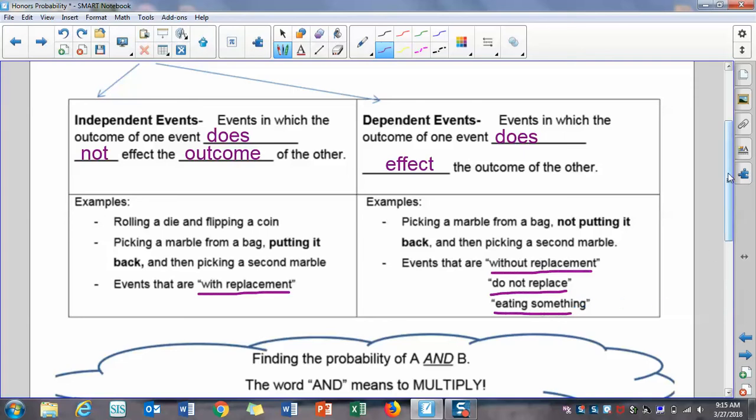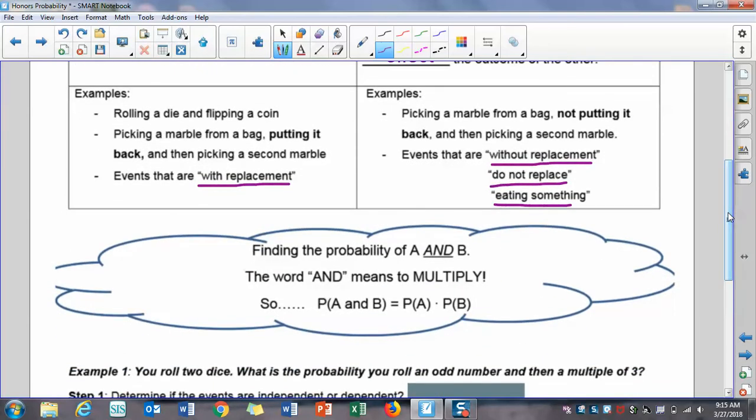Okay, so looking a little further along, finding the probability of A and B. Again, and is a key word here. That word and means we're going to multiply the two probabilities. So the probability of A and B is equal to the probability of A, so figuring out what that is, times the probability of B. So we're going to multiply those two probabilities to figure out our probability for both to occur.